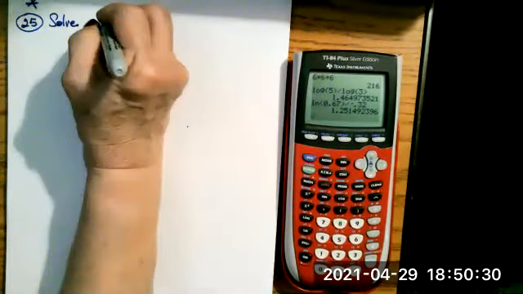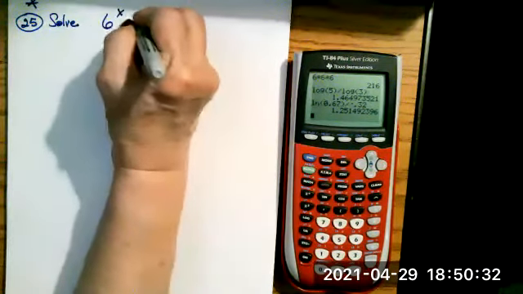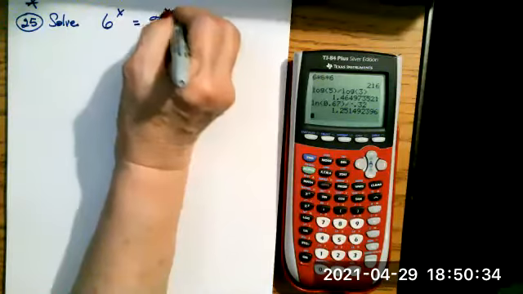25, solve. 25, you need to put a star on. 6 to the x equals 2 to the x plus 2.